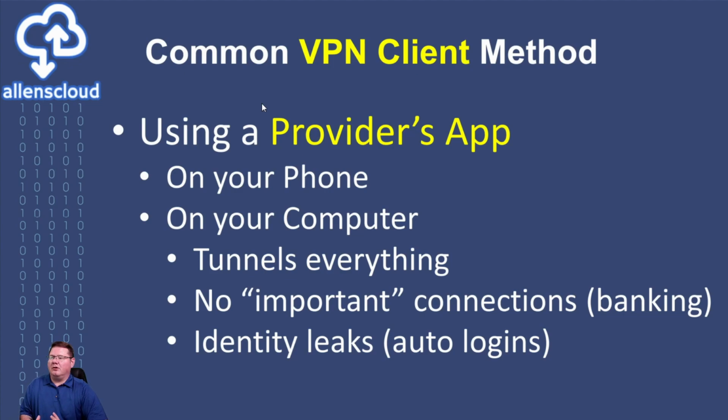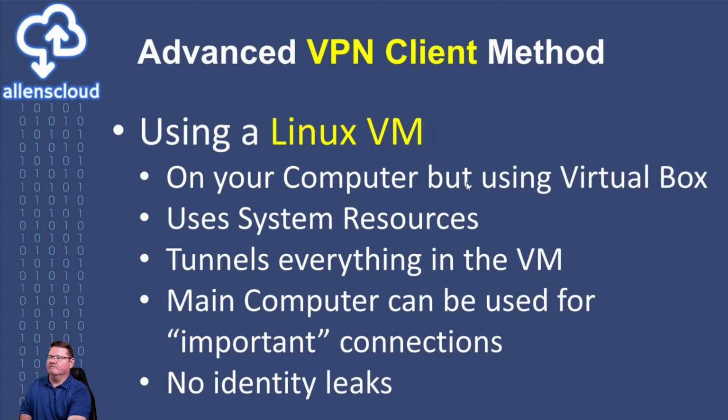So again, this has its uses. You turn it on and you're specifically using BitTorrent to download ISO files or whatever you're out there downloading. But that's a very common method for doing this. That's probably the most common for client connections for VPN.